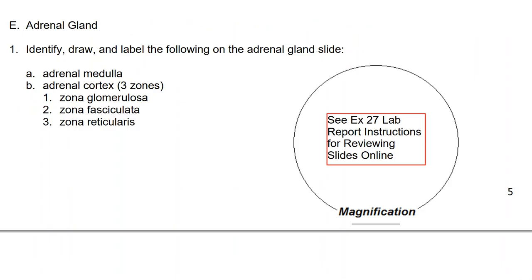All right, the last gland that we're going to look at is the adrenal gland. And again, there are 2 major areas to the adrenal gland. There is the adrenal medulla, which is more in the middle and has lots of big blood vessels. And then we have the adrenal cortex, which is on the outside, the outer layer, and it has 3 zones that we're going to take a little more in-depth look at.